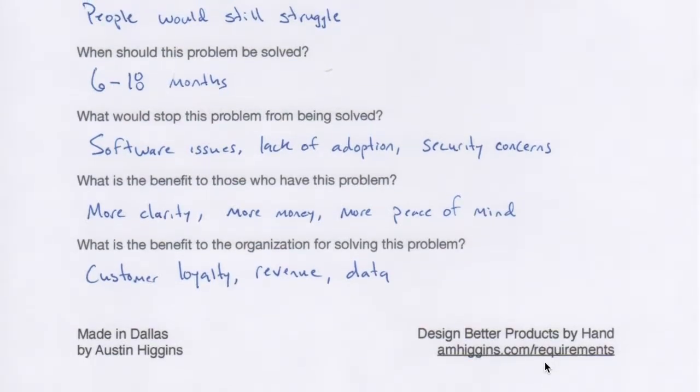What is the benefit to those who have this problem? We're not looking at features or what someone can do with the actual software tool. We'll do that in the next stages. But for now, when we decide what the problem is and who it's for, once we solve that, what are the real benefits that they get? In this example, more clarity, so more information on what they're doing with their finances, hopefully more money because they're paying attention to it, and more peace of mind.